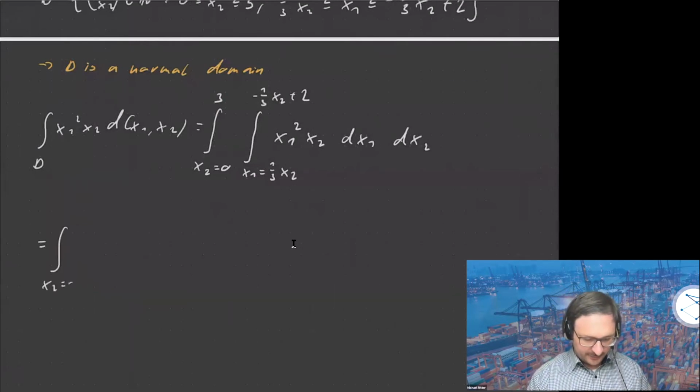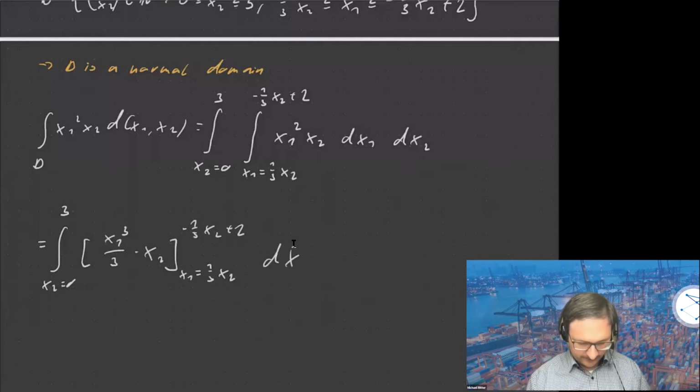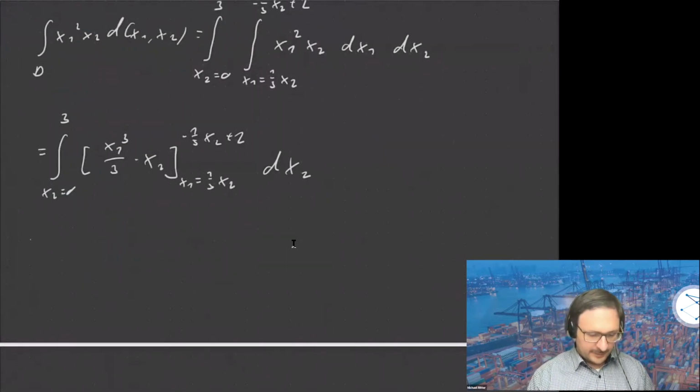Let's keep the outer integral, just copy that one. For the inner integral, we integrate this expression here with respect to x1. And then we get x1 to the third over 3 times x2. So that is x1 to the third over 3 times x2, and the boundaries 1/3 x2 and minus 1/3 x2 plus 2. Then let's substitute the boundaries. So again, we copy this integral sign once again.